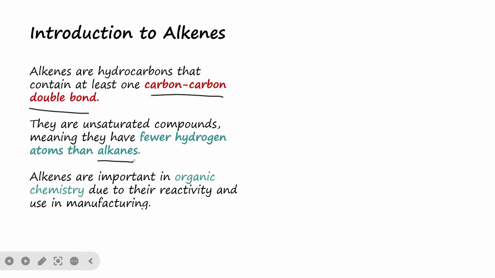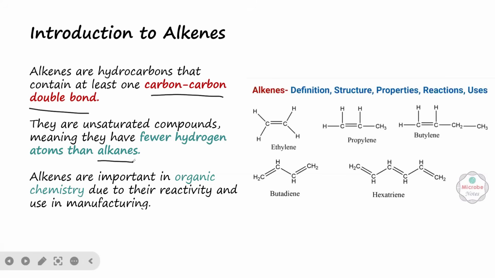Alkenes are important in organic chemistry due to their reactivity and use in manufacturing. These alkenes are very important in organic chemistry because they are very reactive and they are used in manufacturing a lot of industrial products in the industry.